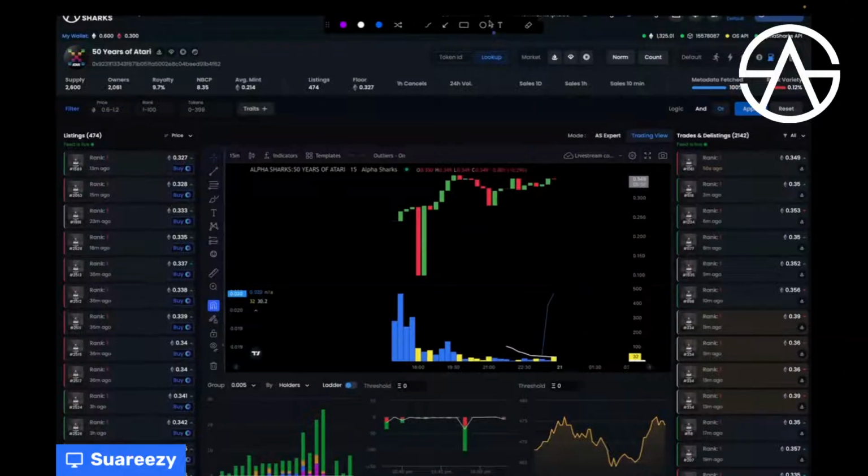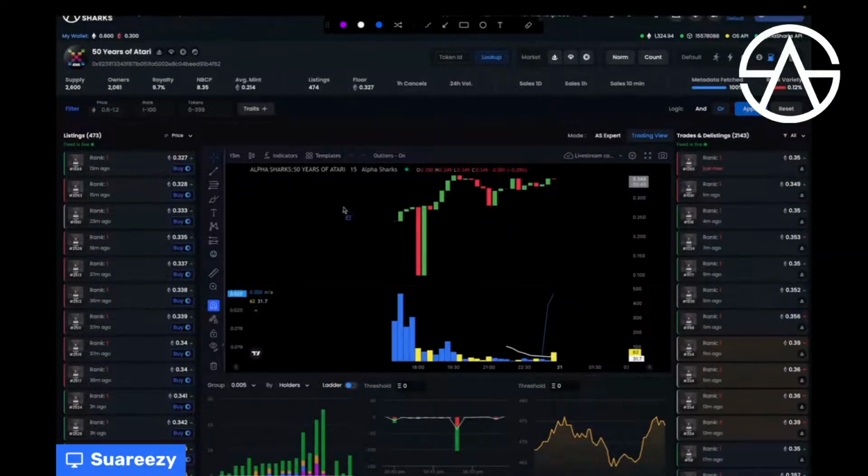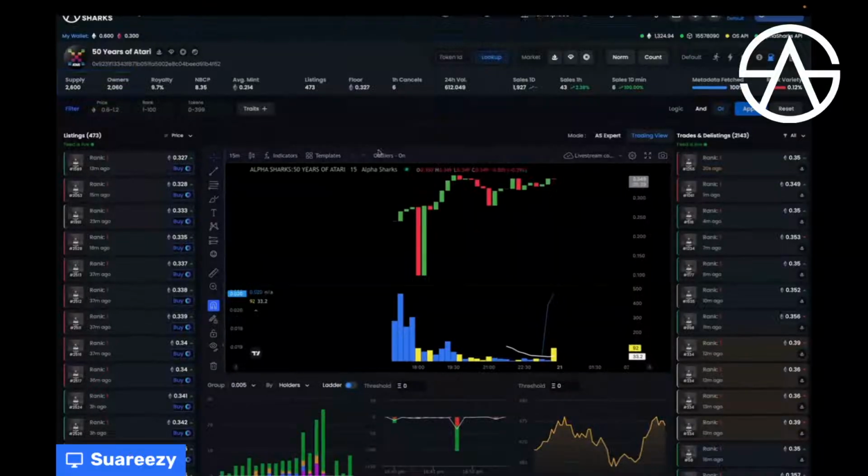This one I'm looking at for somewhat of a longer term swing. Again, I have no idea of the fundamentals behind the 50 Years of Atari project, but just knowing the name and looking at the stats, let's do a quick breakdown. One thing we like to look at again is owner supply ratio. My math is bad right now, but it's at least 80%. Owner supply ratio is definitely something we want to keep an eye on.